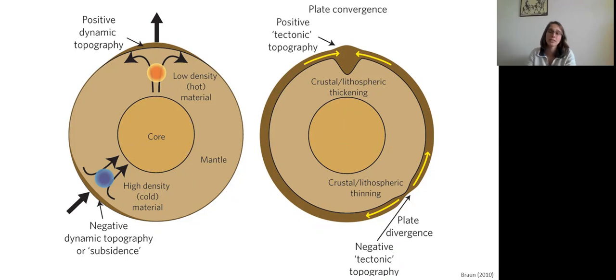So the question really is, can we use the composition of these volcanic rocks at the surface to back calculate, well, is there a plume there to start with? What temperature is it, and what depth do these melts come from? So that's what I'm going to be talking about today.